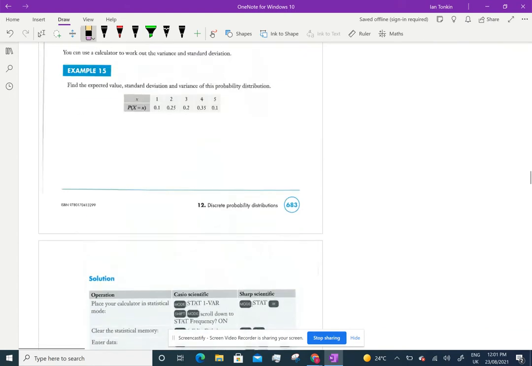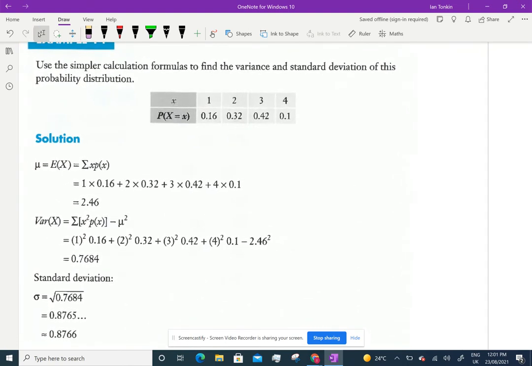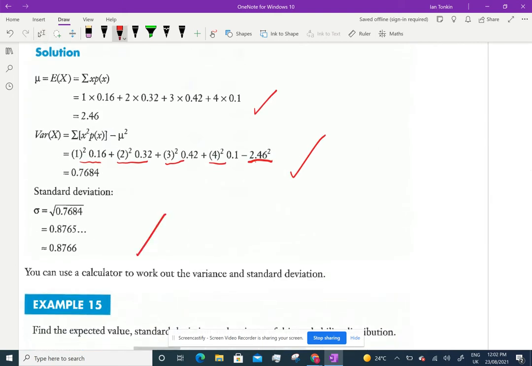You get a whole lot of different ways you can do this. So if they give you a probability distribution table, you can, say for example here, go 1 times 0.6, 2 times, all those probabilities, add them up, and you'll get the mean. And then if you square all these, times them by the probabilities, and at the very end, subtract the mean squared, you get the variance. And then if you square root that, you get the standard deviation.